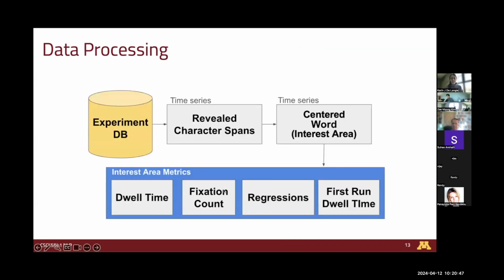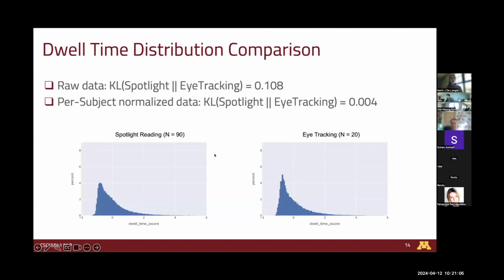Really, for these fixation count, regressions, and first run dwell time metrics, we were most confident in the dwell time metric for having the highest fidelity with the kind of information that we would be getting from the eye tracker. So we focused on the dwell time data between the online experiment and the in-person experiment in order to dig a little bit deeper and see how close both of these are.